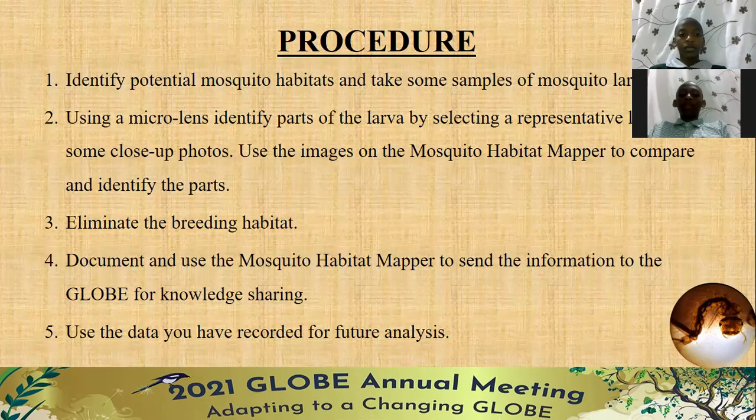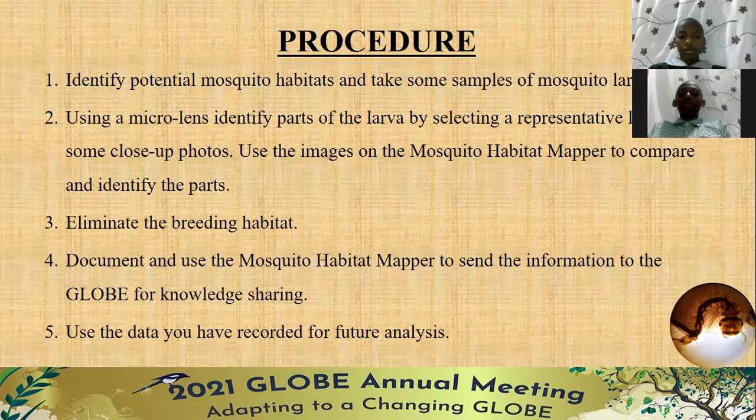Procedure. Step 1. Identify a potential mosquito habitat and take some samples of the mosquito larva. Step 2. Using a microlens, identify parts of the larva by selecting a representative larva for some close-up photos. Use the images on the Mosquito Habitat Mapper to compare and identify the parts.